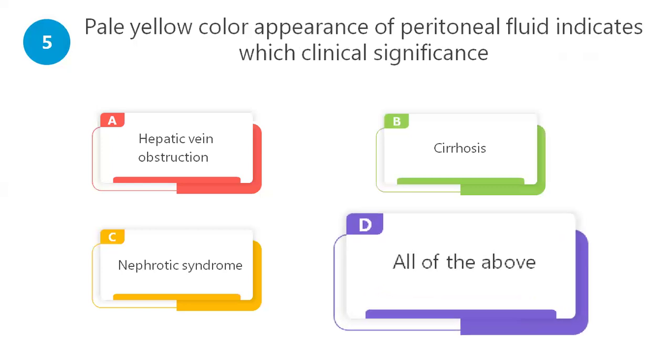And peritoneal fluid is generally clear. So the color is clear and straw. What is the normal volume of peritoneal fluid? That is around 50 ml. In pathological conditions like hepatic vein obstruction, cirrhosis or nephrotic syndrome, we can see yellow color peritoneal fluid.